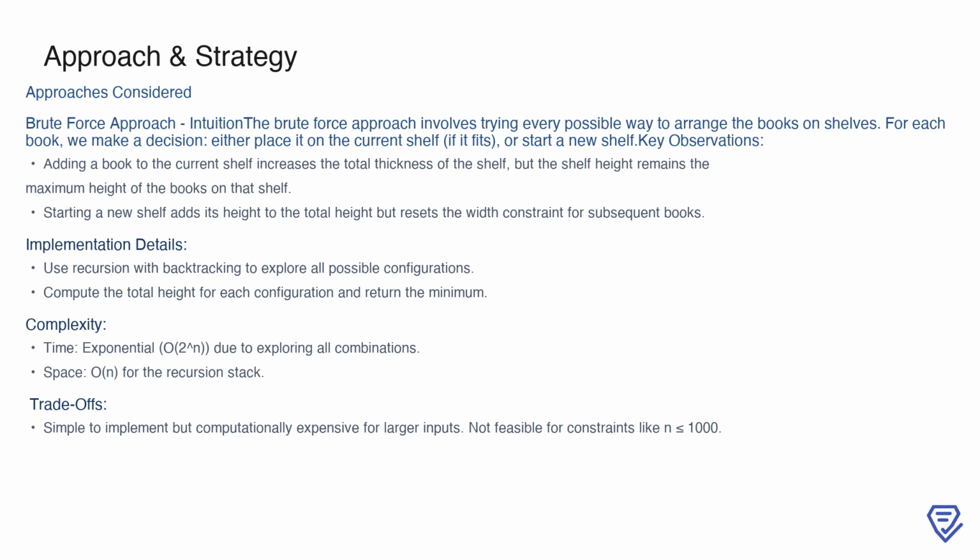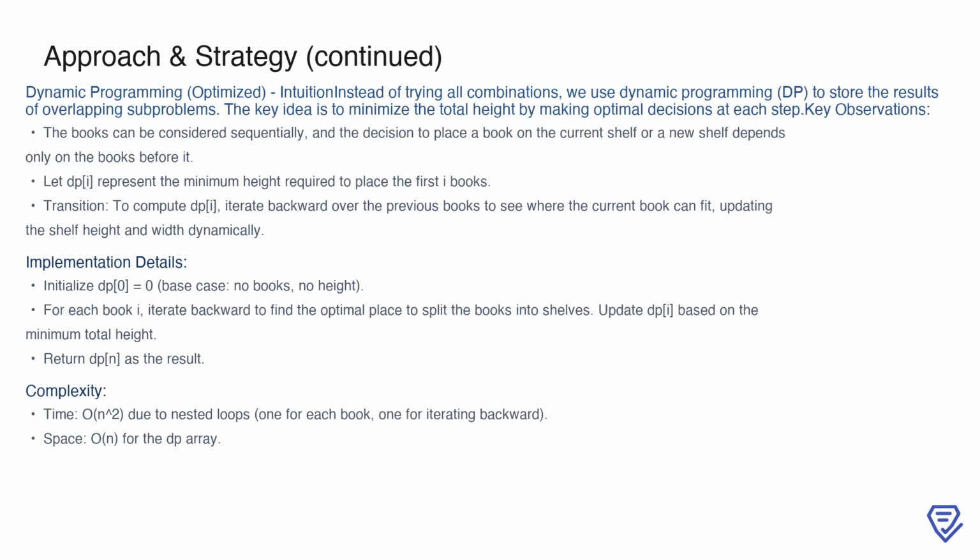a more efficient solution. A more optimized approach to this problem is using dynamic programming. The key idea here is to avoid trying all combinations by storing results of overlapping subproblems and making optimal decisions at each step. We observe that the books can be processed sequentially, and the decision to place a book on the current shelf or a new shelf depends only on the books that come before it.